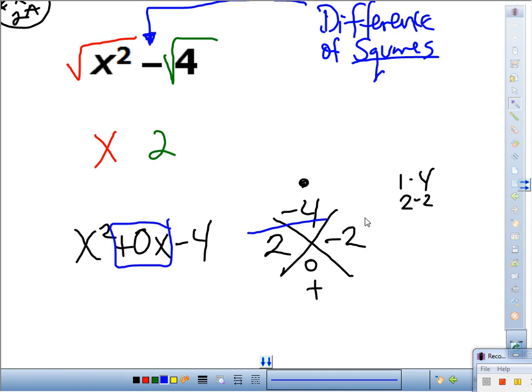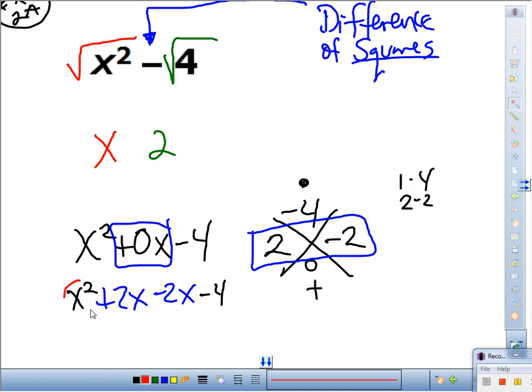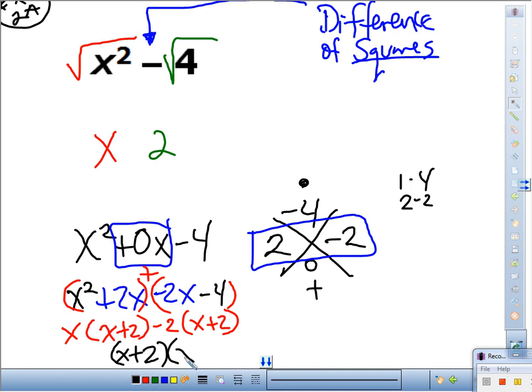I would rewrite this one. Instead of this, I would rewrite this. Is that correct? So watch. X squared plus 2x minus 2x and then negative 4. Are we there so far? All right, so watch. Group. GCF here is x. We're left with x plus 2. GCF here is negative 2, and we're left with x plus 2. So my factors are x plus 2, x minus 2. These are my factors. This is if I do it the other way, right?